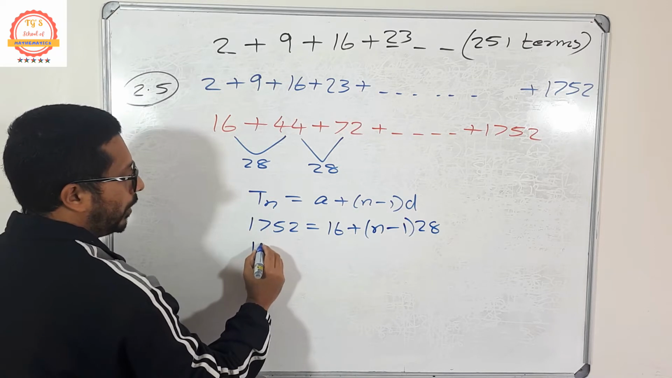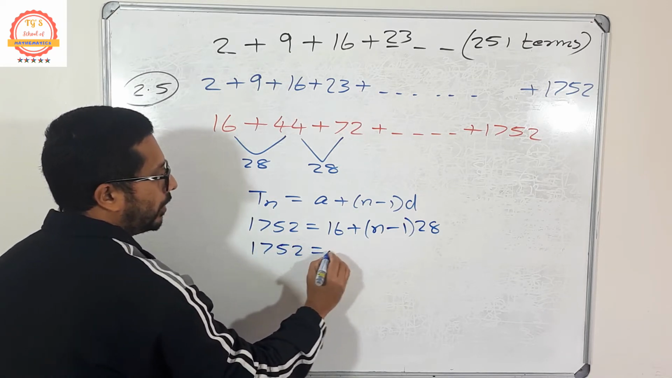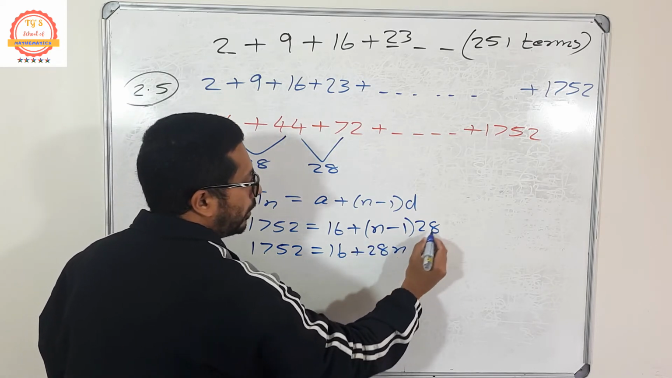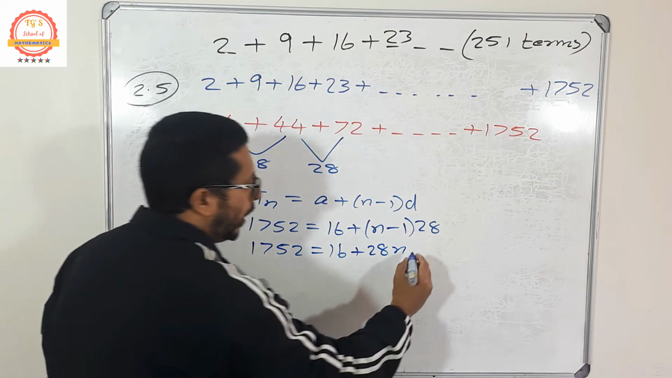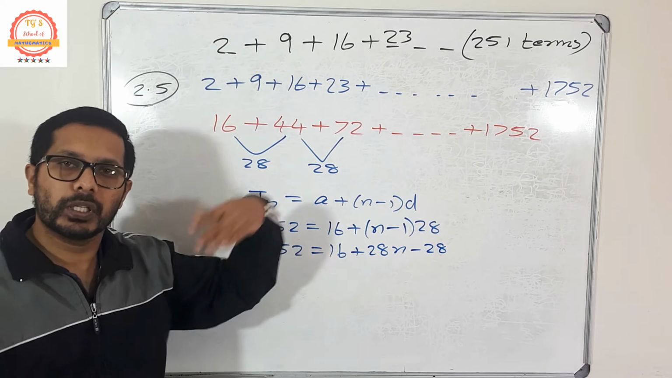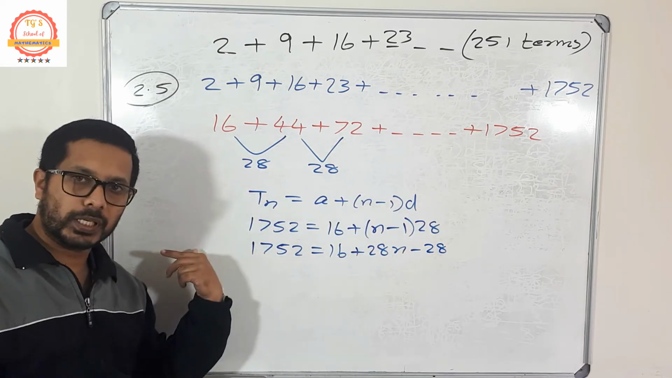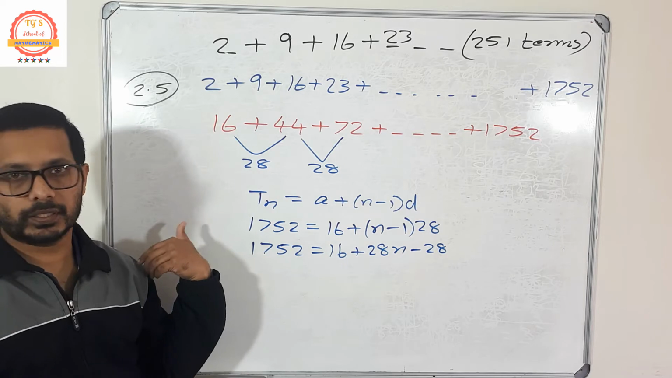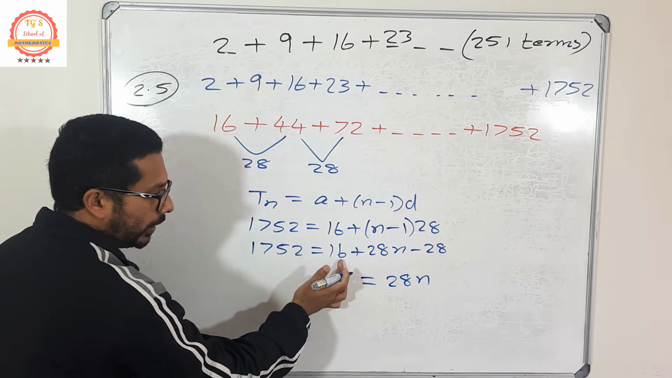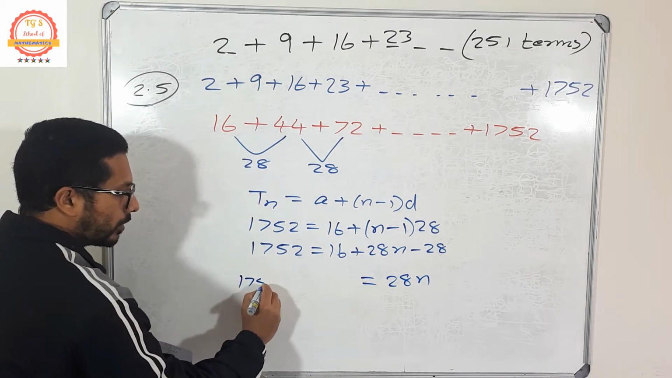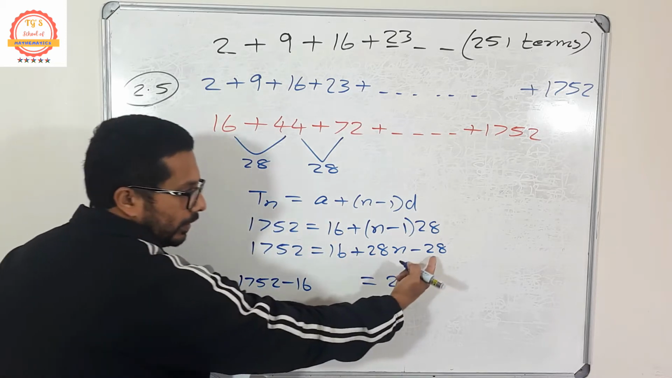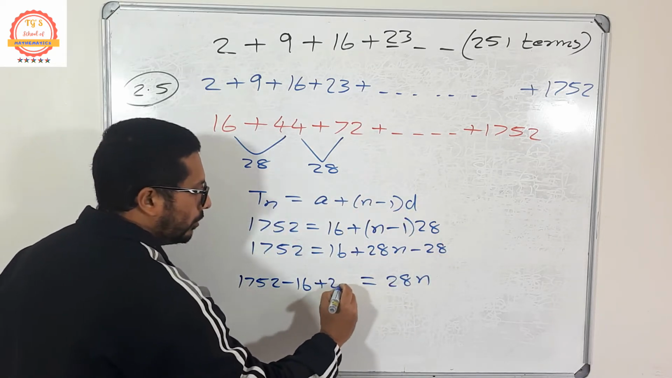So we have to simplify this. 1752 is equal to 16 plus 28 into n, which is 28n, and 28 times minus 1 is minus 28. So we can leave this 28n on the right side and take this 16 to this side and this minus 28 also to this side. So it is 1752 minus 16, then plus 28.